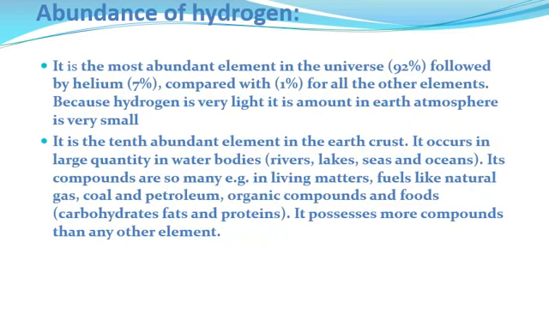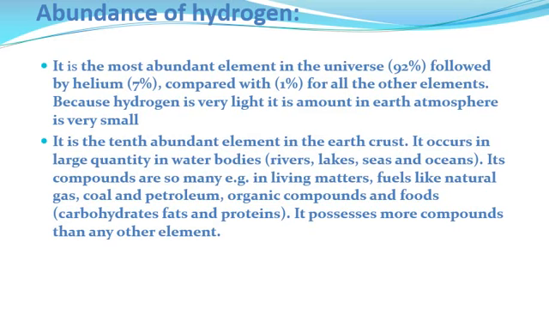Abundance of hydrogen. Hydrogen is suggested to be the most available element in the universe. It represents about 92% of the whole atoms of the elements in the universe, followed by helium, which represents about 7%, compared with 1% for all other elements in the universe.